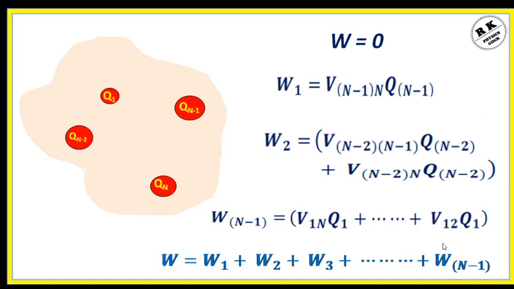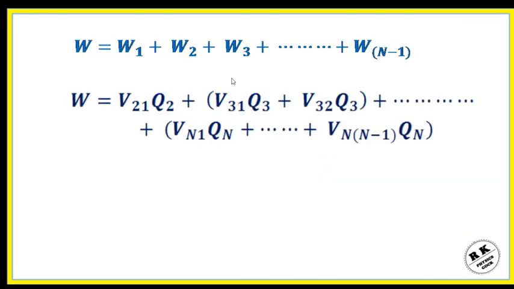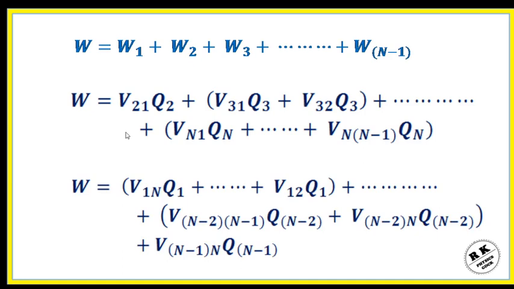Okay, now let us go back to our previous slide. That was like this. This is the work done in bringing the charges in the order of Q1, Q2, Q3 and so on up to Qn. Now we are bringing the charges in the reverse order. That is, first Qn is brought. In that case, the work done will be like this.